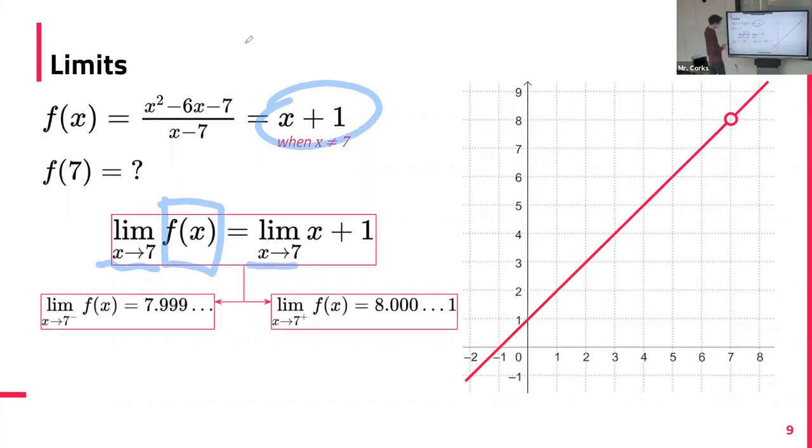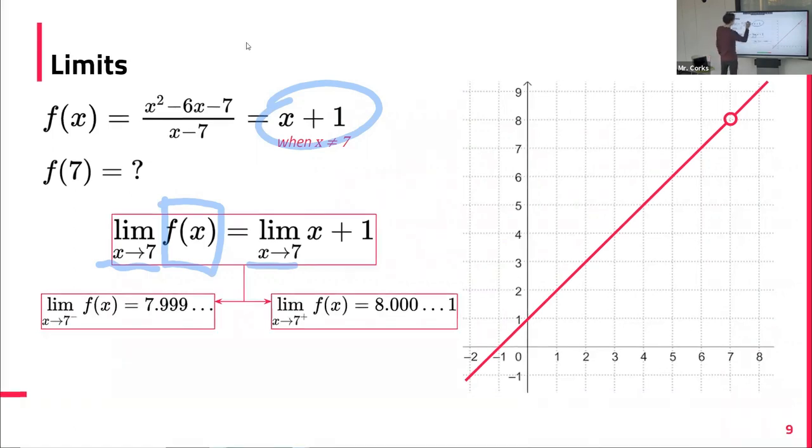So we would write that in this way. The limit really has two parts. We have the limit when we're slightly below the thing, and we write it like this: limit as x approaches 7, and then a little minus sign after the 7. That means just slightly below 7. And on the other side, a little plus after the 7. That means slightly above 7. So approaching from just below and approaching from above.